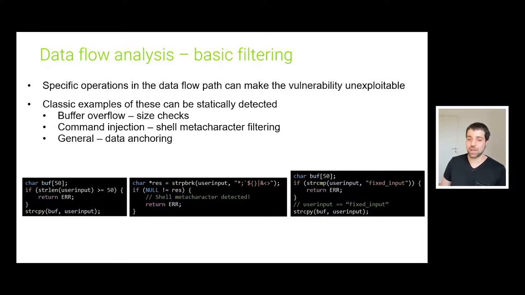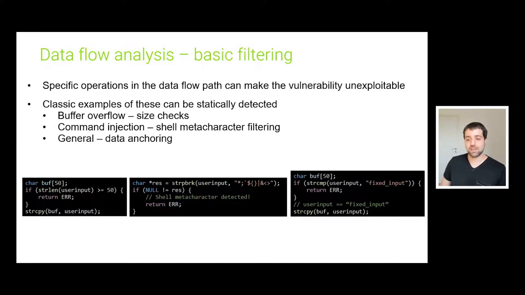So if there's this filtering and it's done well, then there won't be a command injection vulnerability. There's also filtering that we define that is common and not related to a specific sink. For example, here, if the user input isn't specifically the string "fixed input", then we return an error. So even though this input is, let's say, read from the network, after this condition the input is not actually user input, because at this point we know it's just a fixed string. So we cannot regard it as user input anymore. This is also something to take into consideration.